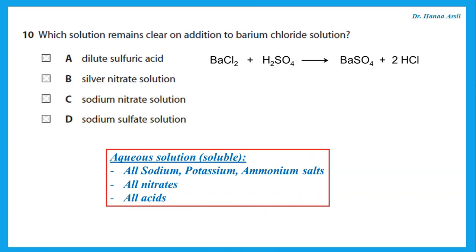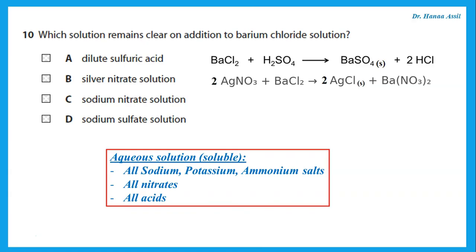So if we look at the products for A, barium sulfate is actually a white precipitate. Remember, this is the test for sulfate. We add barium chloride, it gives a white precipitate. So the solution would not remain clear. We will have a white precipitate. What about barium chloride with silver nitrate? Well, this will give silver chloride. Again, you should know that silver chloride is a white precipitate.